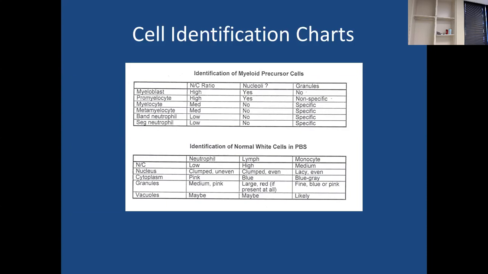The myelocyte is the first cell that won't have any nucleoli. However you want to think about it, however you want to remember it, the promyelocyte is the last cell to have nucleoli. The myelocyte is the first cell not to have nucleoli, whichever helps you remember. And then granules, remember that the myeloblast typically does not have granules.